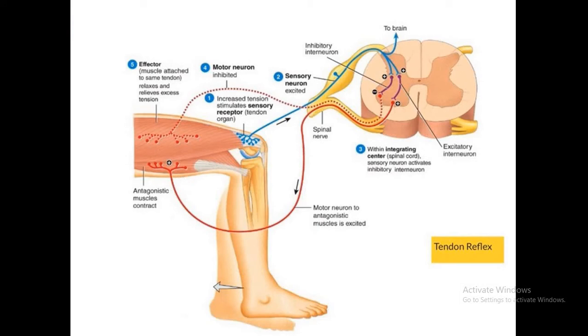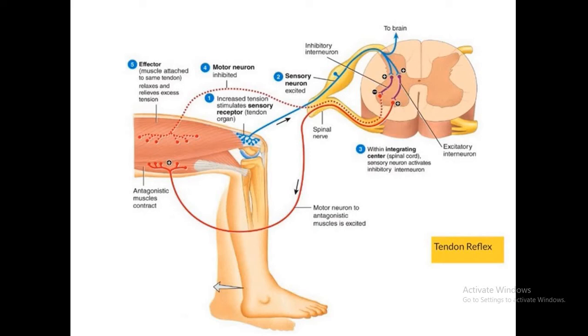Me and my friend Stephanie will explain it to you. If we hit the tendon a little bit too hard, it will get stimulated, but the tendon organ will get stimulated this time, and it will cause the muscle to excite and it will send a stimulus via the sensory neuron via the dorsal roots.